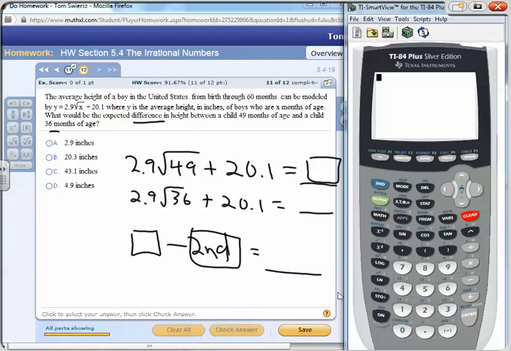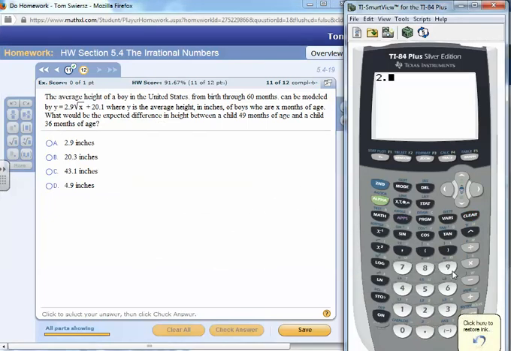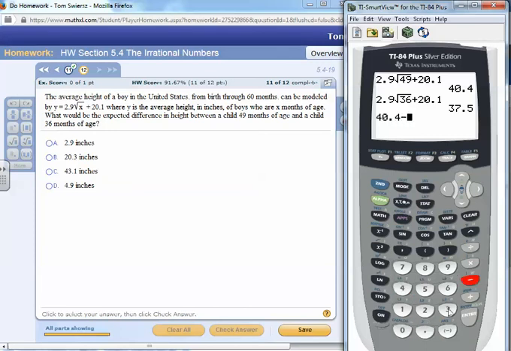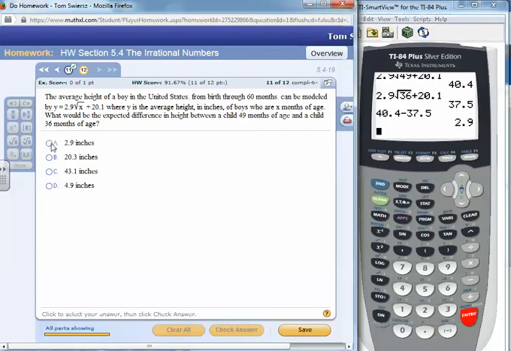So the first one is 2.9 times the square root of 49, get out of the radical, plus 20.1. There's our first answer. Then the next one is 36 months. So 2.9 times the square root of 36, which you know is 6, so you can just put in 6 if you want, but the calculator will do it. And there's our second answer. Now find the difference, so we're going to subtract. 40.4 minus 37.5. The difference is 2.9 inches, which is obviously answer A.